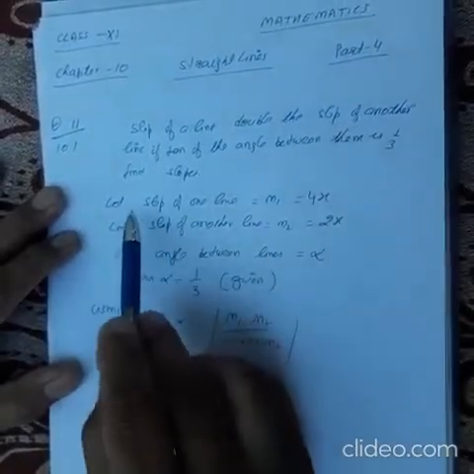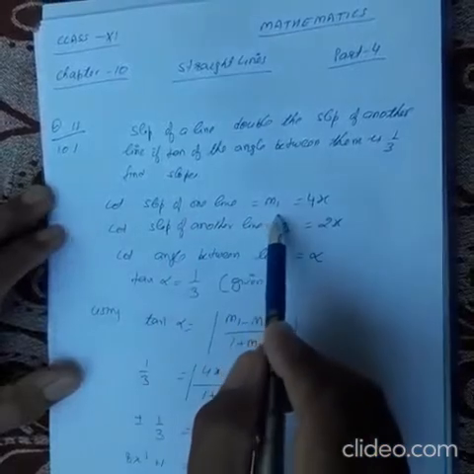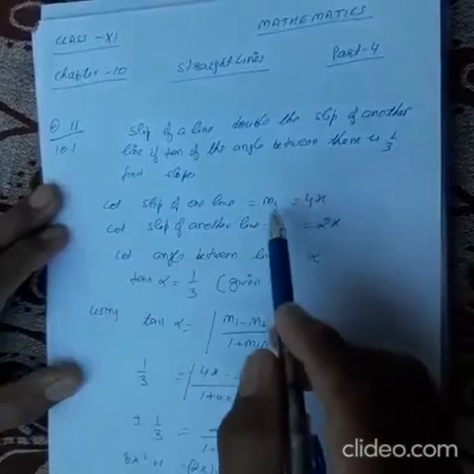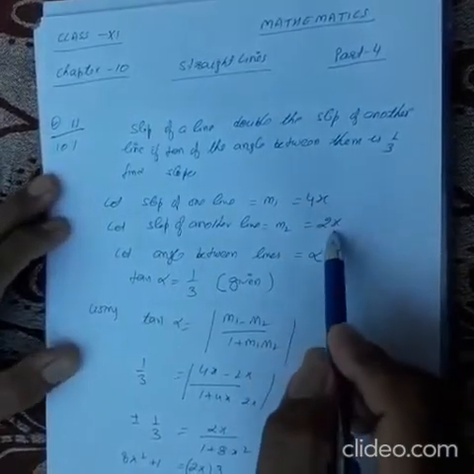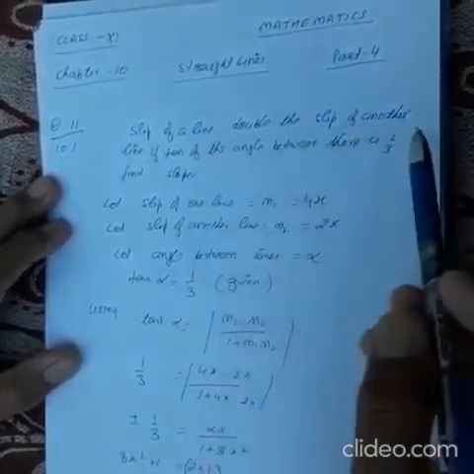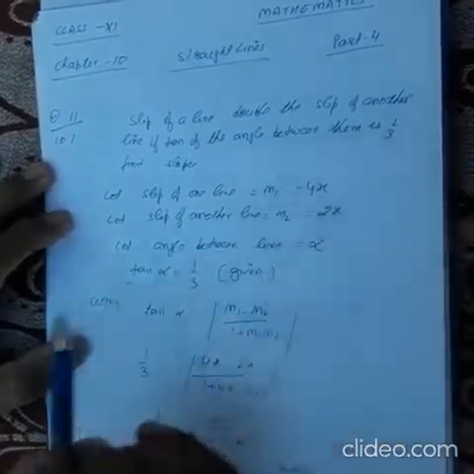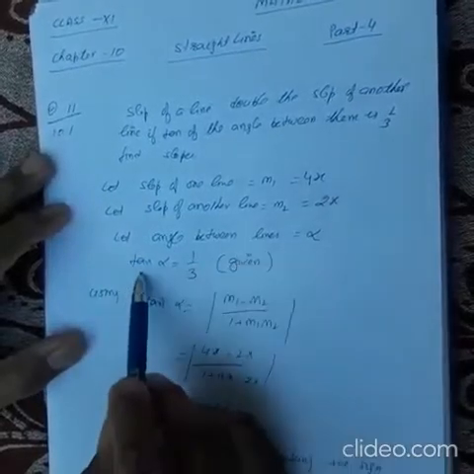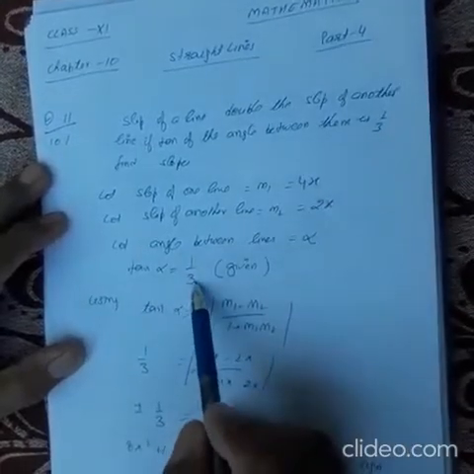Solution: let the slope of the first line be m1 and the slope of the second line be m2. Let m1 be 4x and m2 be 2x. Because we are given that the slope of one line is double the slope of another line, you can assume x and 2x also. Now if the angle between the lines is alpha, then tangent alpha is given as 1 by 3. This is also given in the statement.